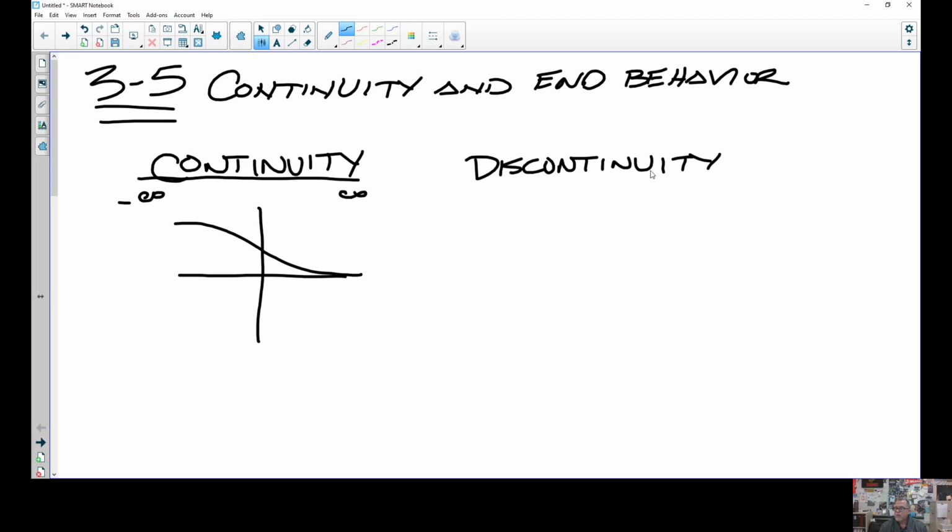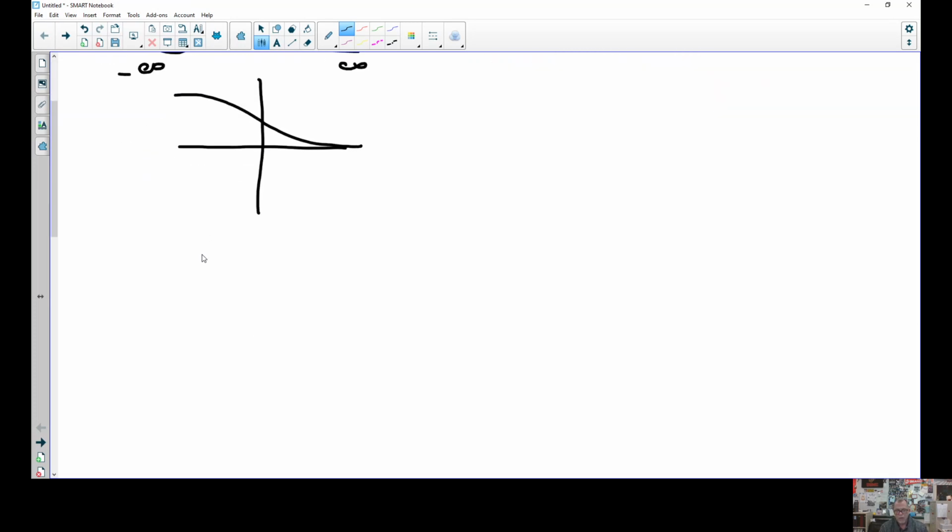There are different types of discontinuities. We're going to work on recognizing some basic discontinuities, and then we're going to look at how we prove at any point whether a function is discontinuous or not. So let's look at some basic types of discontinuities.